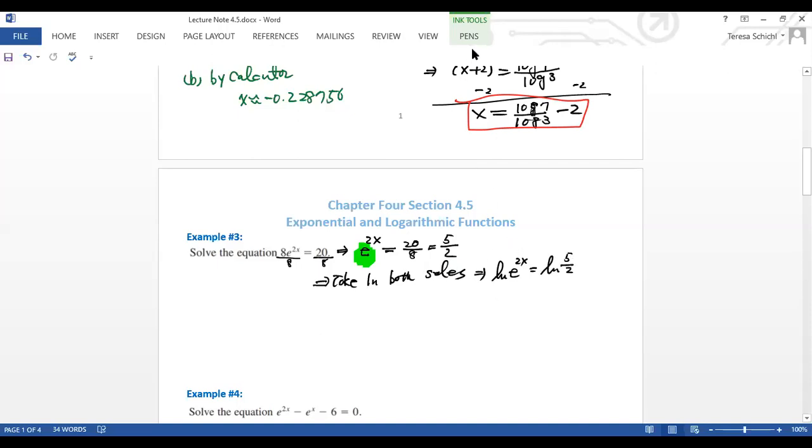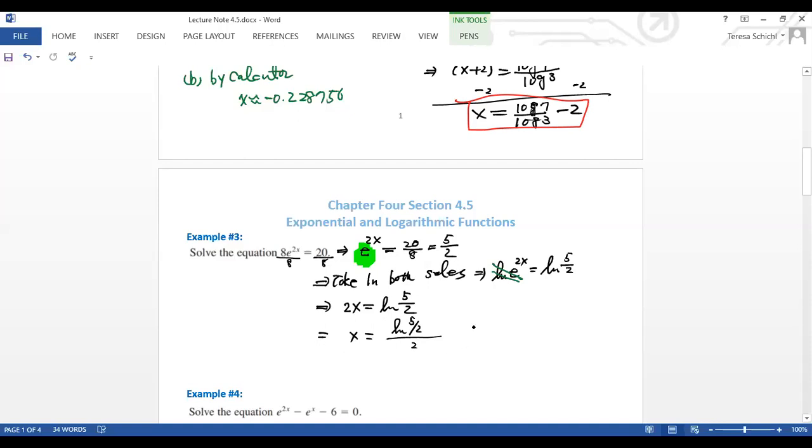Okay, so now the ln and the e, they're kind of like enemies, right? So they cancel each other out. This makes the problem a lot easier. So 2x is equal to what? Natural log of 5 over 2, correct? Okay, so x will just be equal to the natural log of 5 over 2, divided by 2.